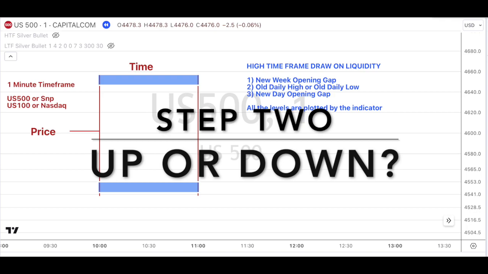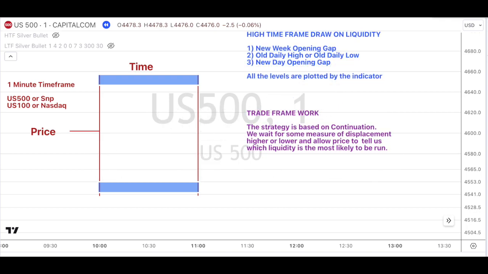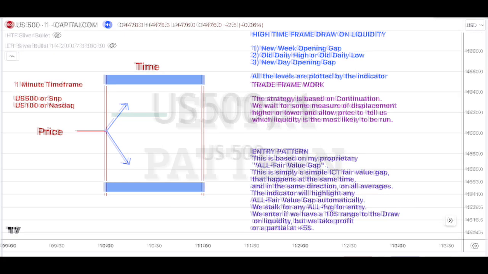The strategy is based on continuation. Once the mapping is done, we wait for some measure of displacement higher or lower, and allow price to tell us which liquidity is the most likely to be run. We then wait for an all fair value gap to be plotted by the indicator.